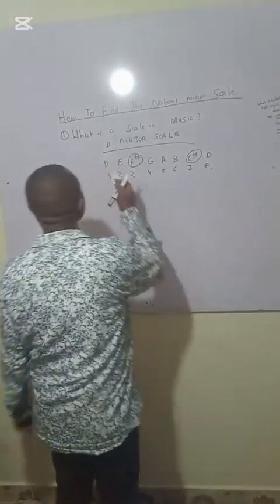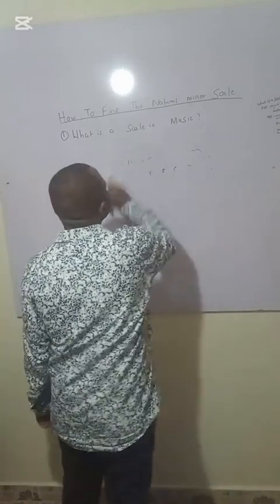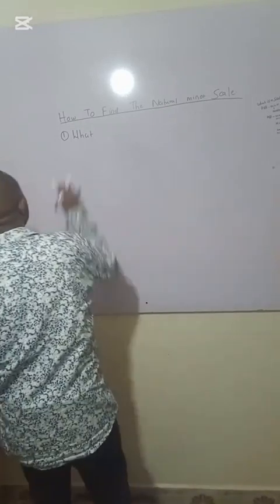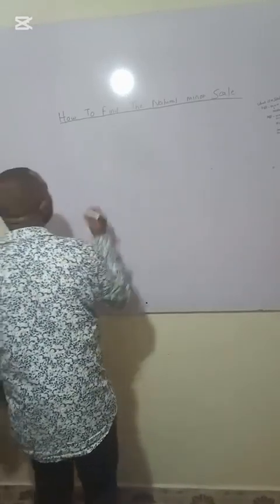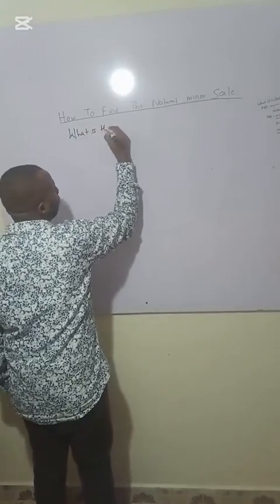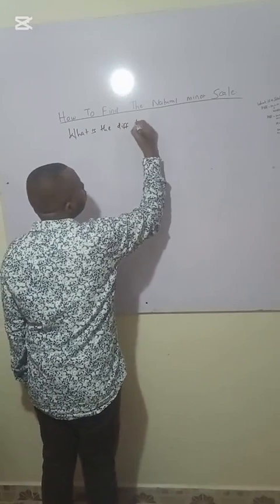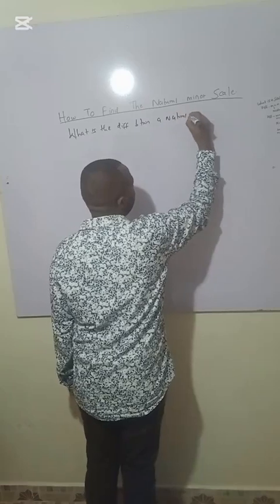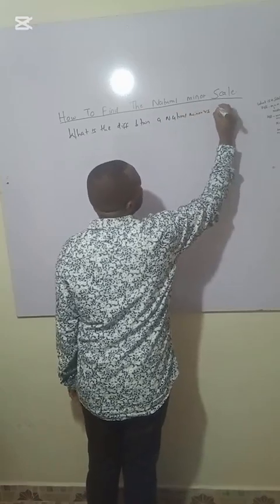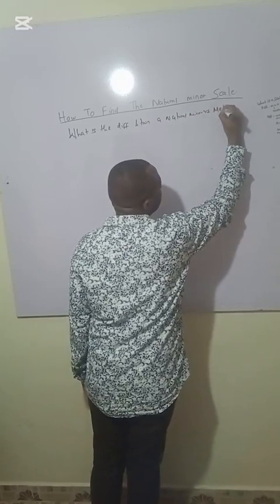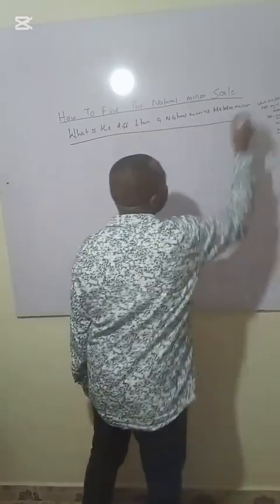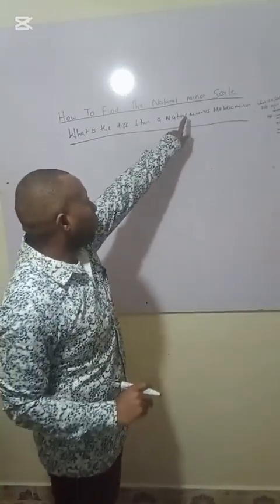The second question is, what is the difference between a natural minor scale and a melodic minor scale? So guys, what is the difference? So first, let us understand how to find the natural minor scale.